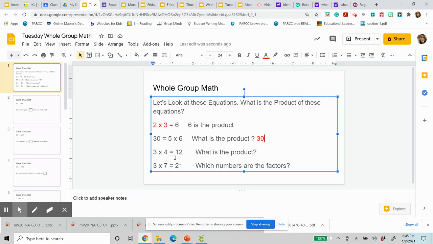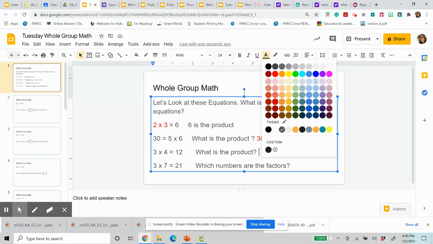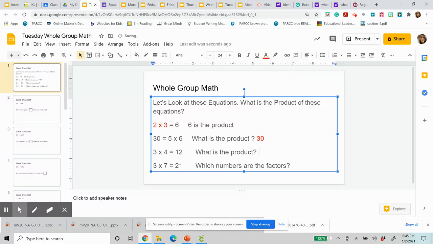How about if we look at this equation? 3 times 4 equals 12. It's an equation because it has the equal sign. It's telling you this has the same value as this, right? We know that product is the answer to a multiplication problem. So in chat, out of these numbers, 3 times 4 equals 12, what is the product? Put something in Google Chat. Okay? All right, we should have 12.